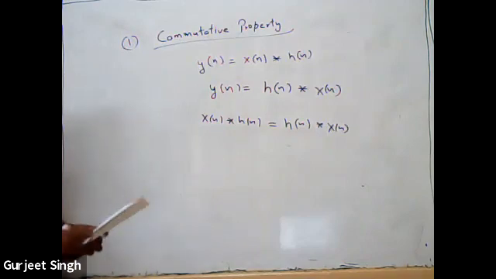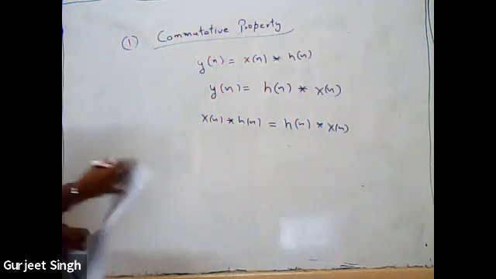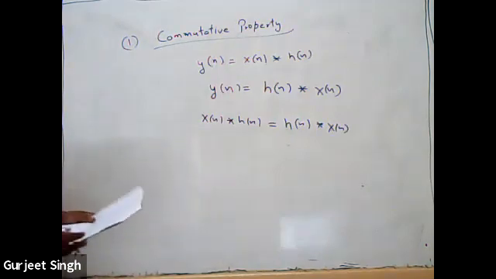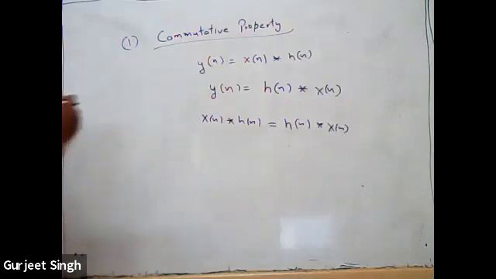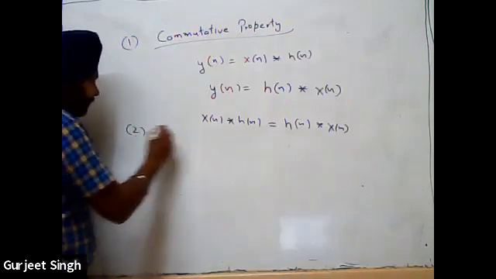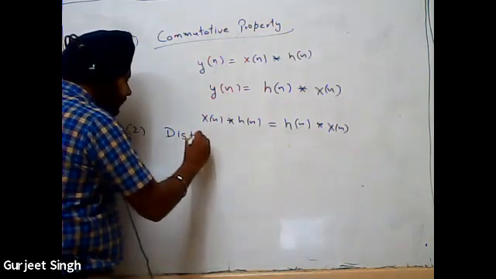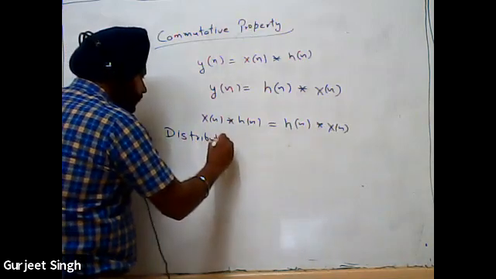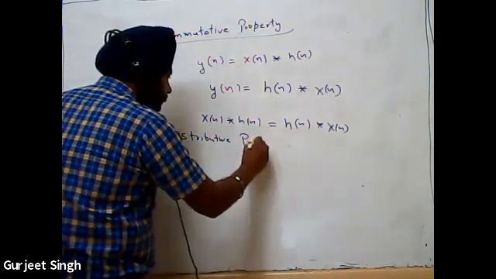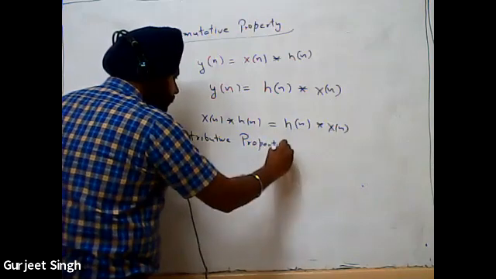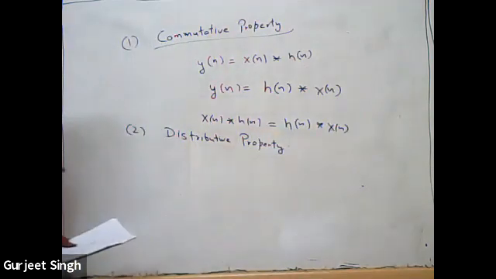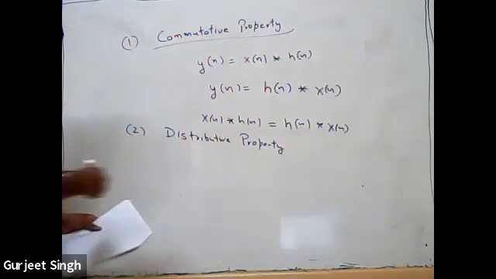This is the first property of an LTI system. Then the second property we are having is the distributive property. Second property is called the distributive property. That is the distributive property. I will explain this property through a diagram.